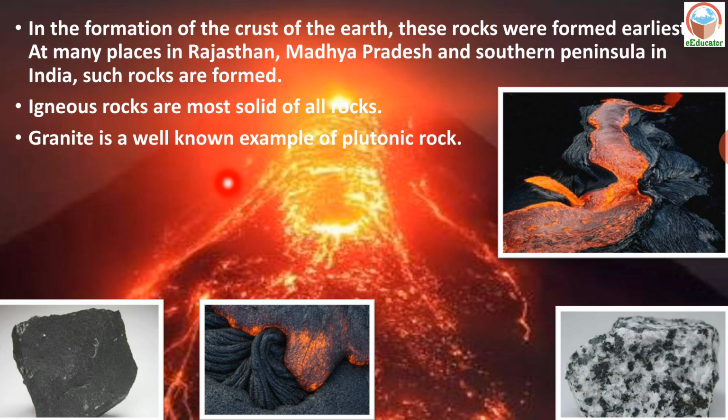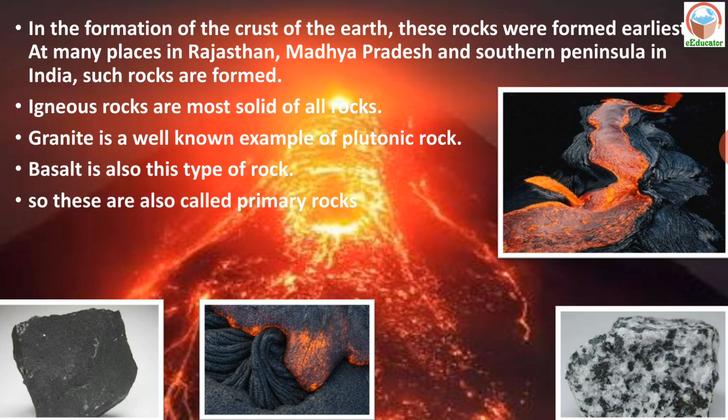Granite is a well-known example of plutonic rock. Granite is one example of igneous rock. Basalt is another type of rock. These are the volcanic eruption rocks. So these are also called primary rocks. Which rocks are called primary rock? Igneous rock is called a primary rock because these rocks were formed earliest. सबसे पहले बने हुए थे. So these are the rocks known as primary rock.